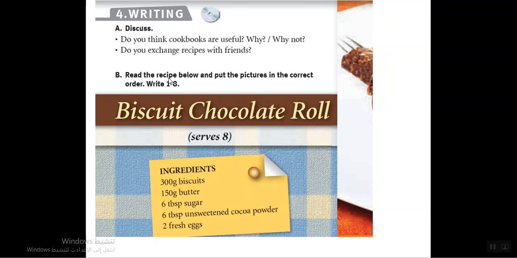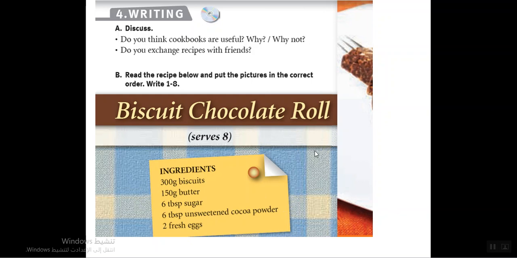Before you cook, or when you want to cook and you have something in your mind, you're going to look for the recipe. So I want to cook, for example, cookies. So I'm going to Google it and write cookies recipe. The meaning of recipe is how to make the whole thing: what I'm going to need, which are the ingredients, and the instructions, which means how I'm going to make this recipe.